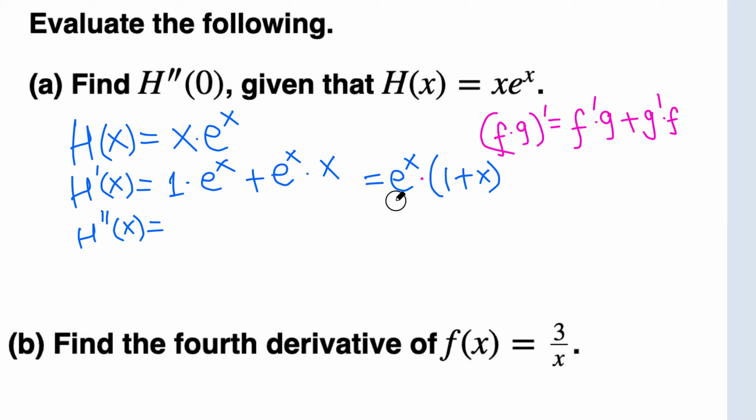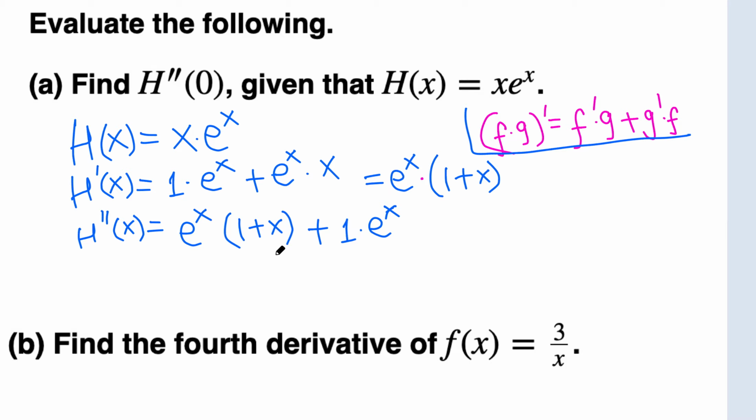Now let's find the second derivative. That is the derivative of this, which is a product, so we need to use the product rule again. Derivative of the first factor times leave the second alone, plus the derivative of the second factor. The derivative of 1 is 0, plus the derivative of x is 1. So 0 plus 1, 1. So the derivative of the second factor is 1 times the first factor. We don't have to simplify anymore because now we're going to evaluate at 0. So h double prime at 0 means replace x throughout by 0.